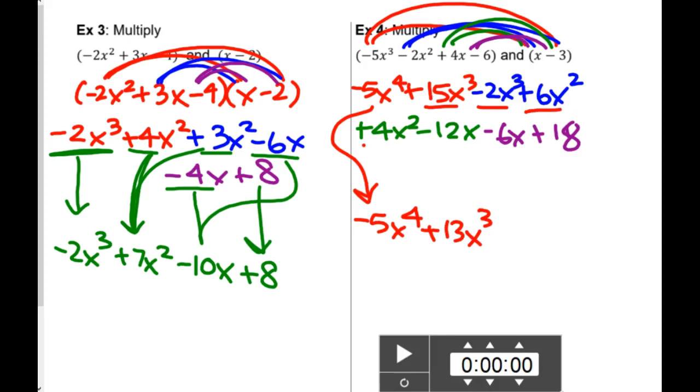So the 15x cubed and the minus 2, 15 minus 2 gave me 13. So now 6 plus 4. Negative 12 minus 8 is negative 18. Let's actually make that look better: minus 18x. And then the plus 18 comes down. So that was even longer. That was a polynomial, 4 terms, times 2 terms. That gave me a 5-term polynomial.